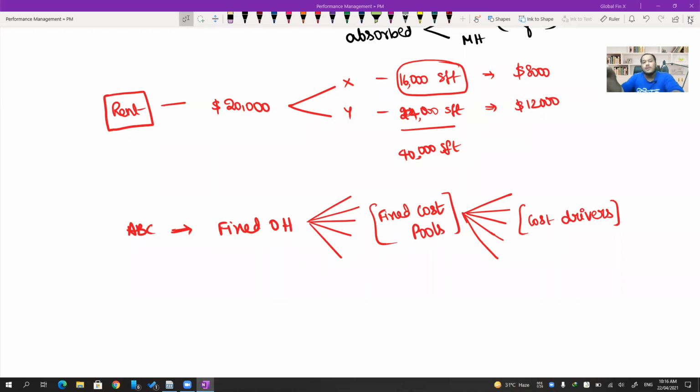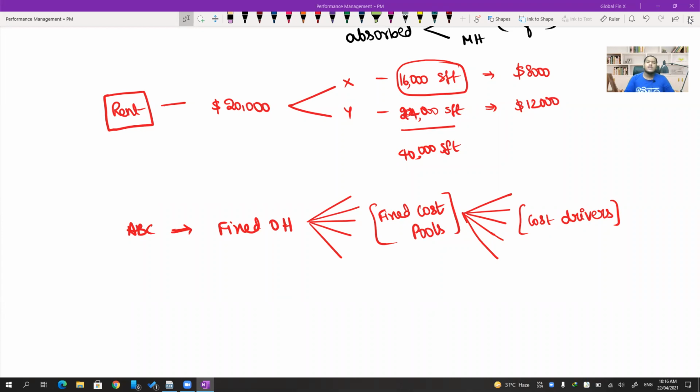Similarly, per setup, $1,000 could be a different overhead absorption rate. Per kilometer, this much is the overhead absorption rate. So you'll have different overhead absorption rates for each fixed cost pool. For each cost driver, a different absorption rate will be there under activity based costing. That's the only difference.